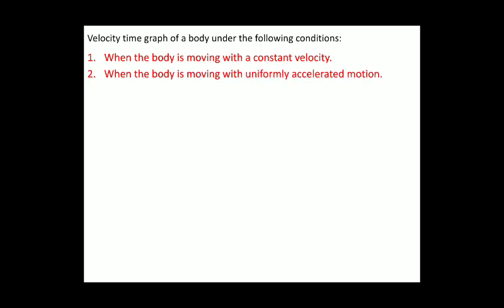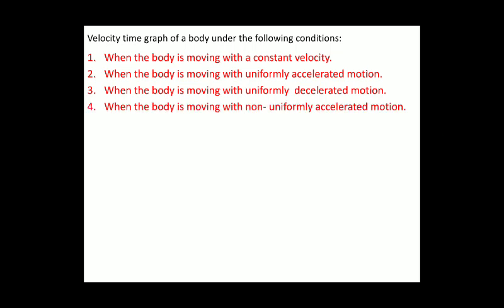Today we will be learning about velocity time graph. Velocity time graph of a body under the following conditions we will be learning today. Very first, when the body is moving with a constant velocity. When the body is moving with uniformly accelerated motion. When the body is moving with uniform decelerated motion, or you can say retarded motion. When the body is moving with non-uniform accelerated motion.